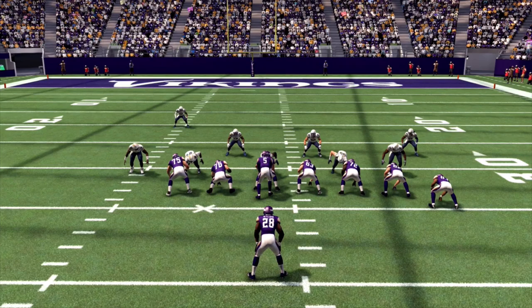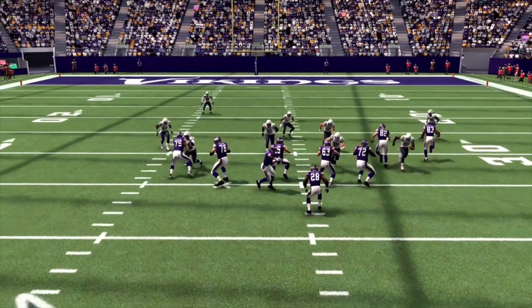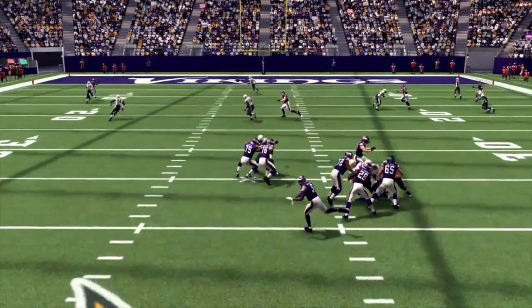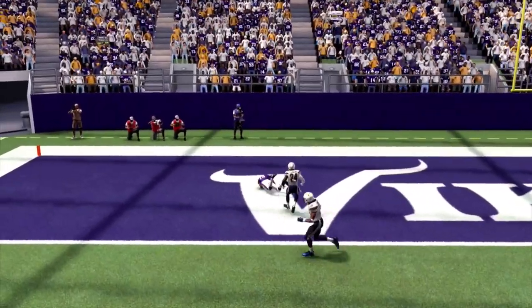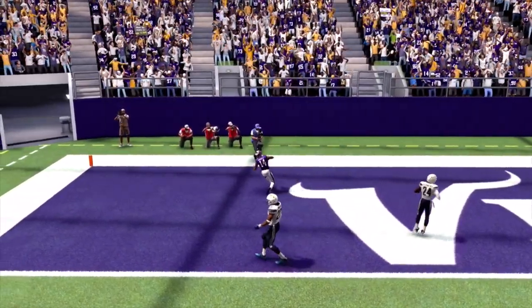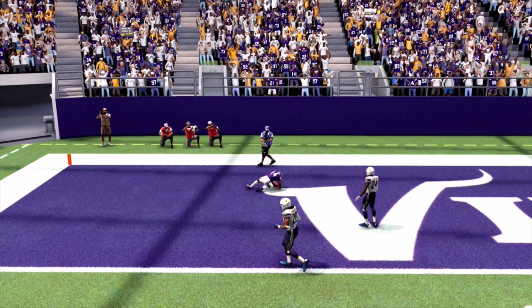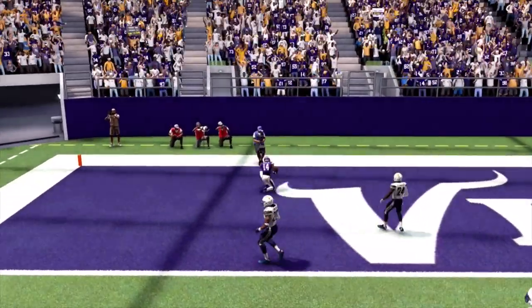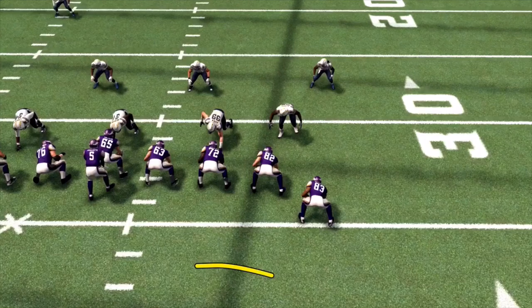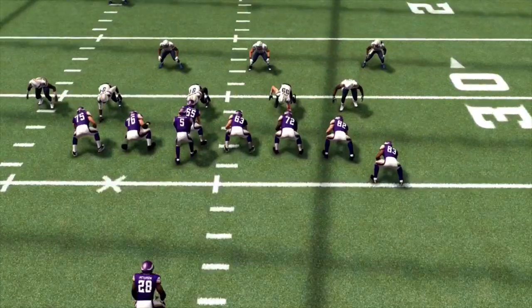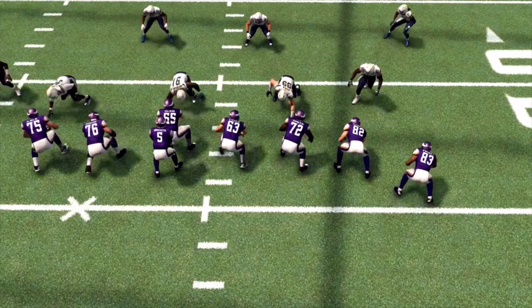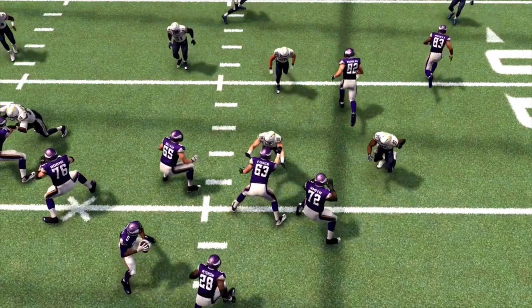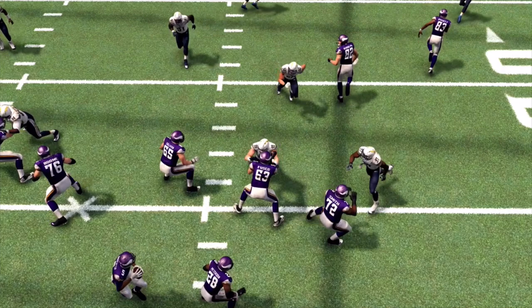All right, now take a look. I'm playing with the Vikings. Here's the play. We'll let that play out. Boom. I throw the touchdown. All right, so now let's go take a look at why that happened. We'll go ahead and move forward here just a bit, and we're going to focus on this right here. Let's take a look at the line play.